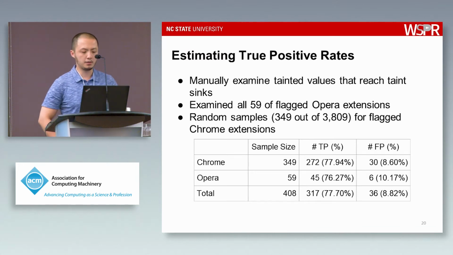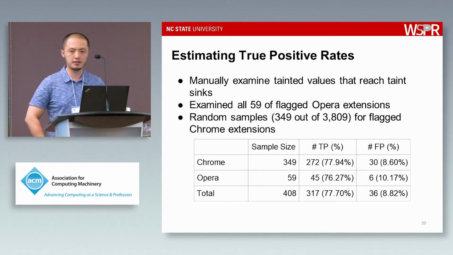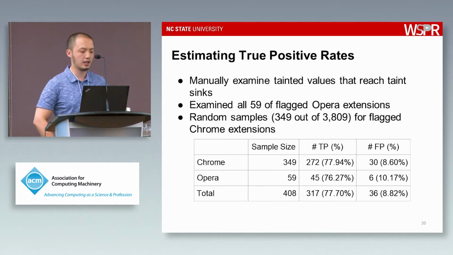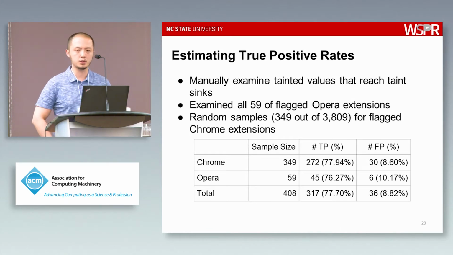So to estimate the true positive rates, we just manually examined the tainted values that were detected as reaching taint sinks, to see if they contain privacy-sensitive data. So we did this for all of the 59 flagged Opera extensions, and for our 3,800 flagged Chrome extensions, we verified against a random sample of 349 of them. And we were able to confirm that 77% of these extensions are true positives and about 8.8% of them to be false positives. Now, the two numbers don't add up to 100% because there are cases where we cannot say for sure whether they are true positives or false positives.